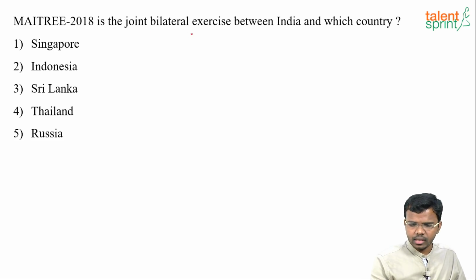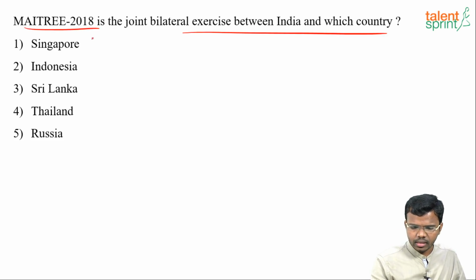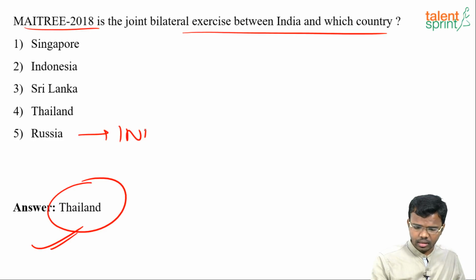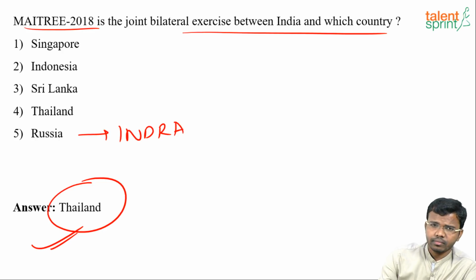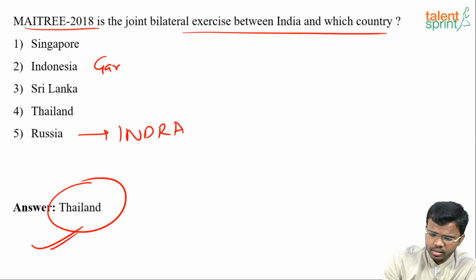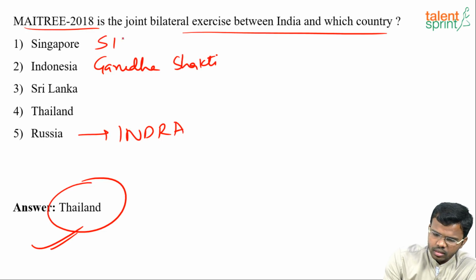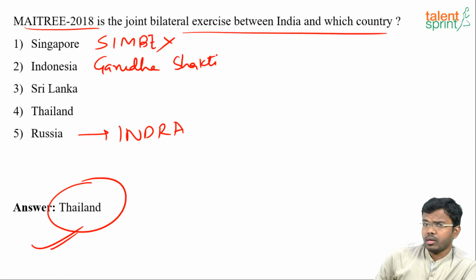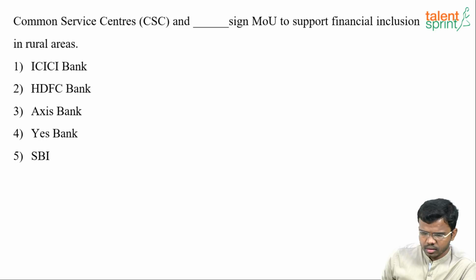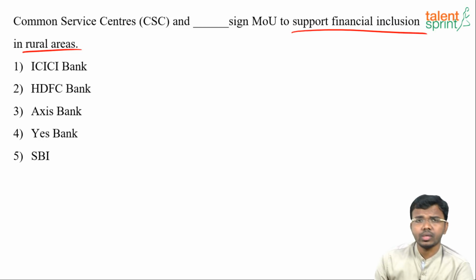Maitri 2018 is a joint bilateral exercise between India and, yes, India and Thailand. Thailand is the right answer. Indra, we have Russia. Sri Lanka, Indonesia, we have already seen Garuda Shakti. Simbex is for Singapore. Okay, next.